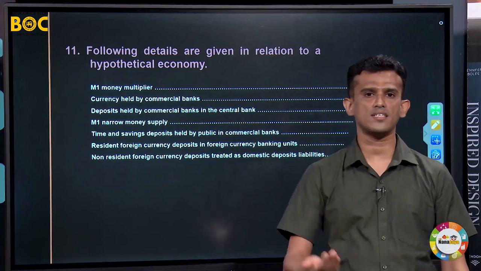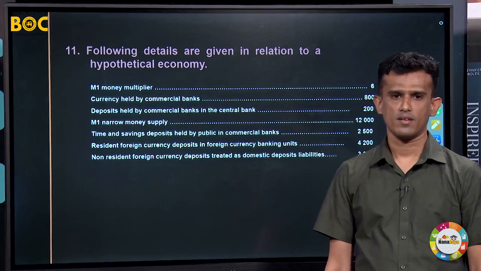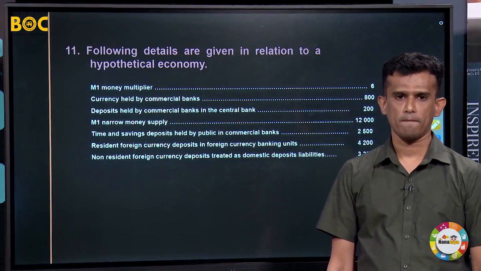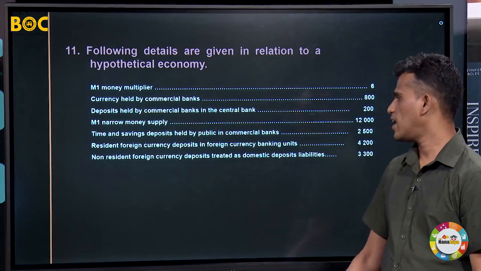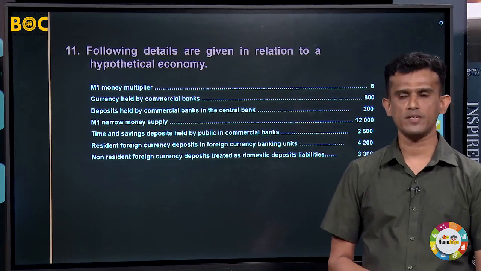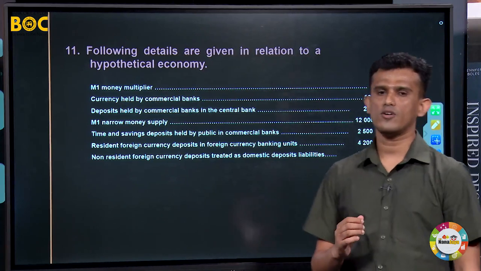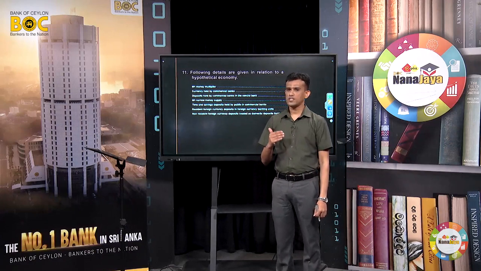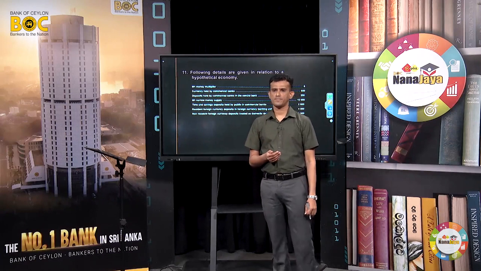3,300. It is the adjusted figure. Right? So when we are given the adjusted figure, we don't have to take 50%, we have to take the full figure. And then the other component needed to add here is the residence deposits in foreign currency banking units.